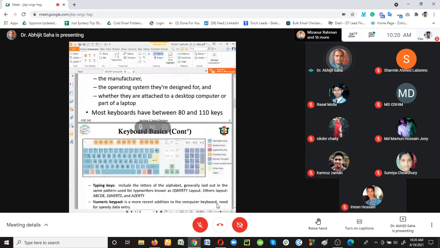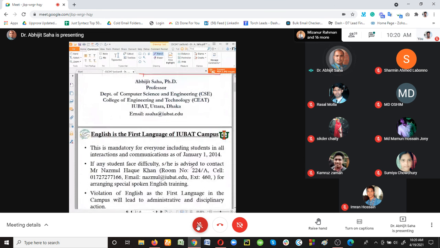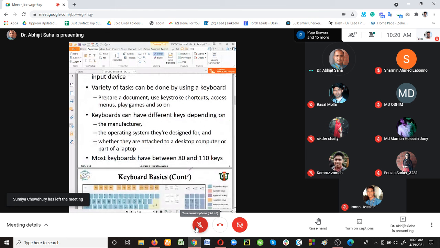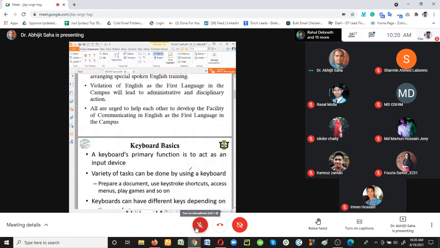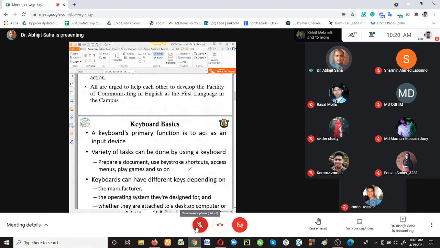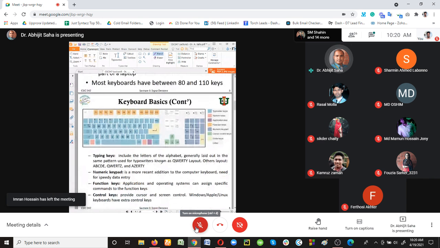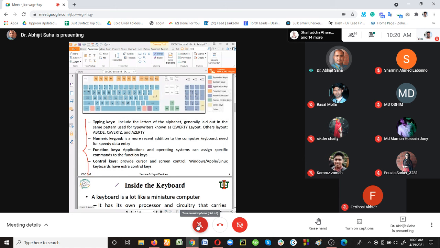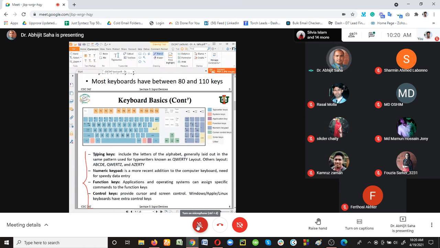In this chapter, you are going to study mainly the keyboard, that a keyboard has different types of keys. What are the types of keys? You should know that, what the typing keys mean, and what the layout of them is.